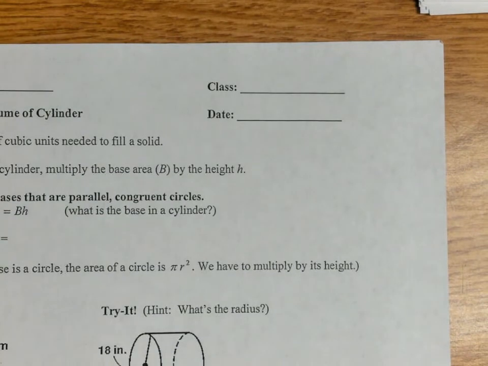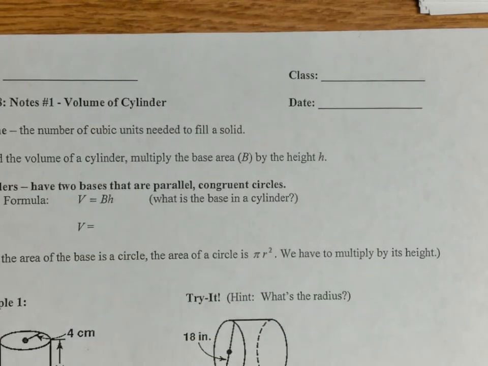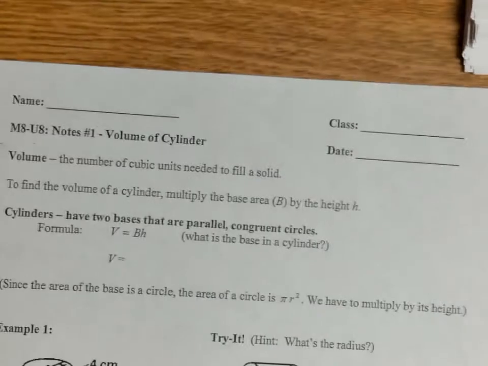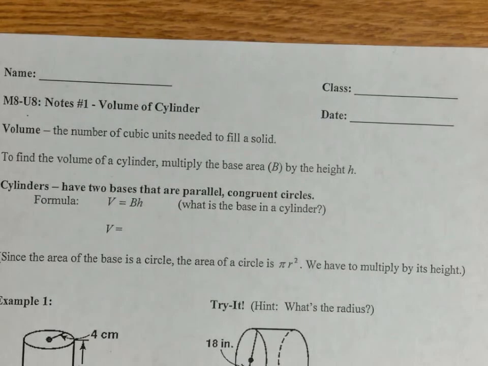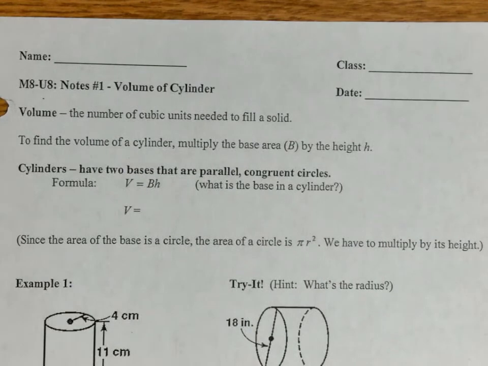Where is it coming from is my question. The area of the base. The area of the base, which is what? The bottom. What is the base? What shape is the base? Circle. A circle. So if you look at your formula chart, where do you find the formula for the area of a circle?